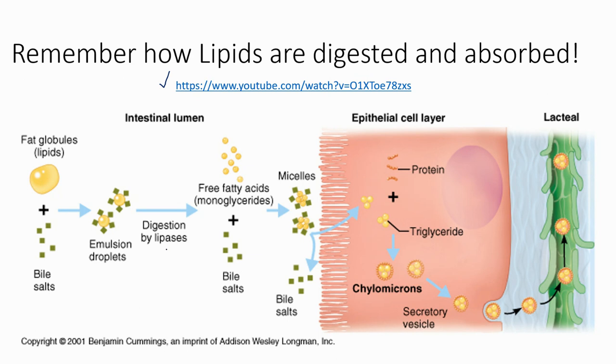And then lipases are going to come in and help break those fats down chemically, and you're going to get free fatty acids, monoglycerides. Mono means one. And some bile salts. Then they're going to form these micelles. This right here is your intestinal lumen, so they're going to pass through the wall of the intestine. They're going to get converted back into triglycerides, and then form chylomicrons, which are going to be secreted out.